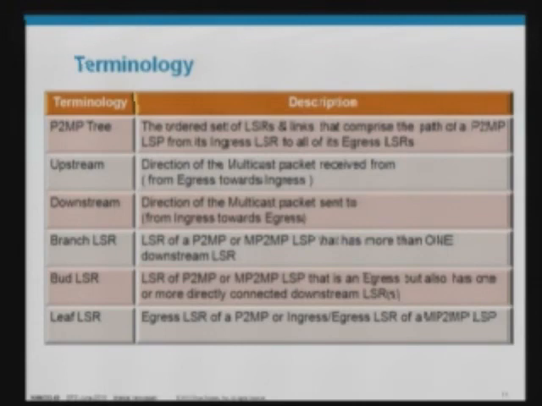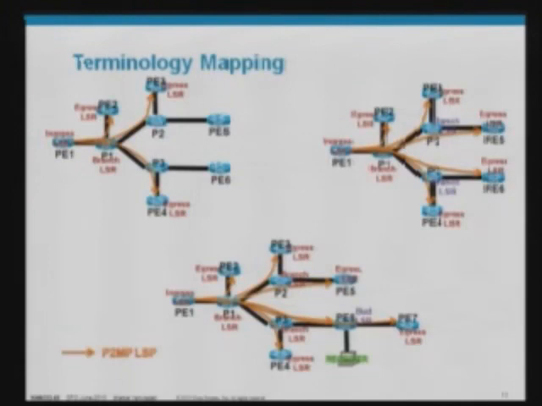That's all it is. So let's take a quick terminology mapping. I thought pictures convey more than 1,000 words. So we have an ingress, source, root node. I'm using them synonymously for clarity. And then we have an egress, which is the receiver, or the leaf node. And then you have a branch LSR. So in this example, you have an LSP that is set up from PE1 to, for example, PE3 or PE4. Then P1 acts as a branch LSR and replicates to PE3, PE4, and PE2.